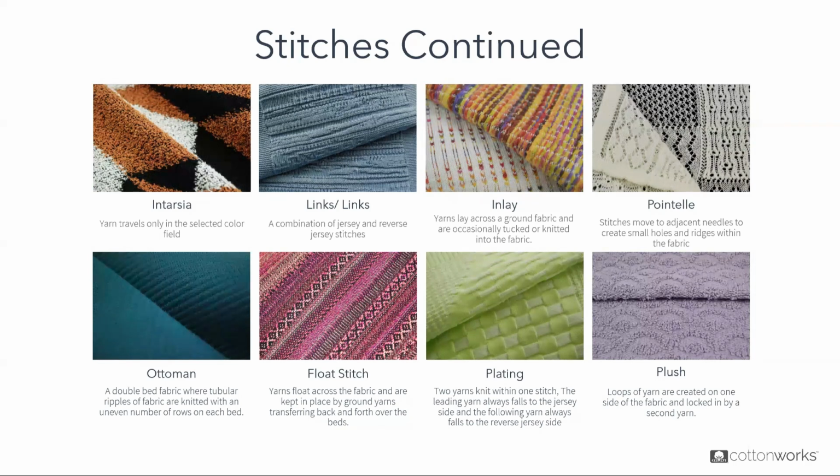Pointelles, which is the next swatch, can be used in a variety of different ways to create decorative patterns or performance-based fabrics such as meshes. We also have ottomans, which is a double knit fabric where multiple rows are knitted on one bed, causing a ripple or a welt in the fabric.